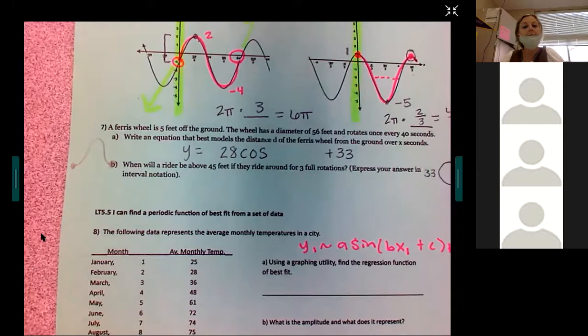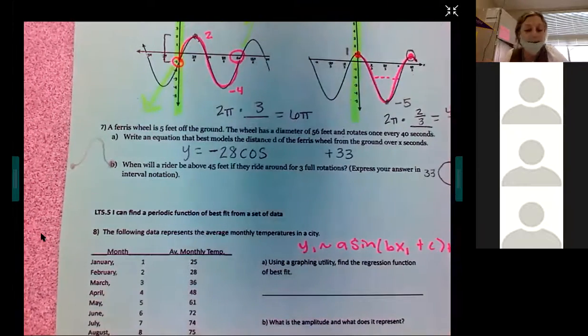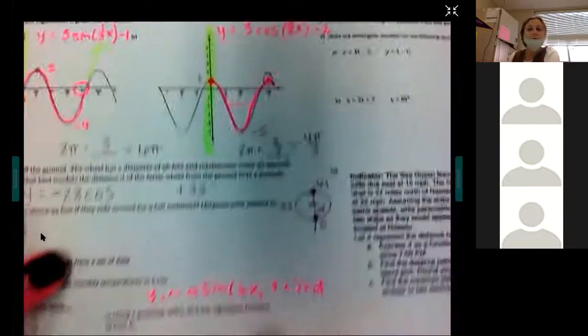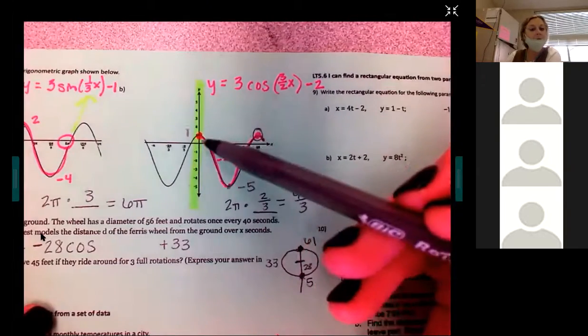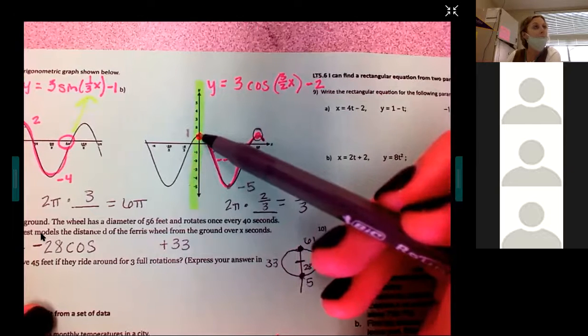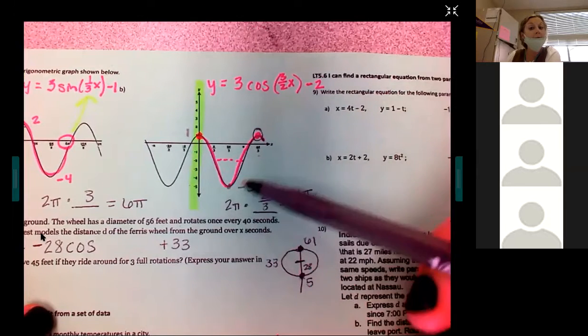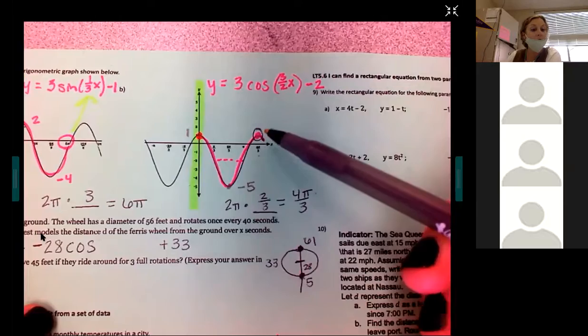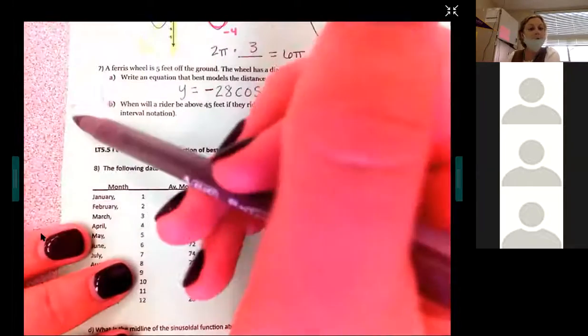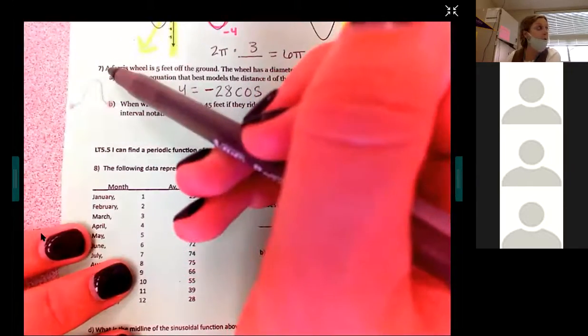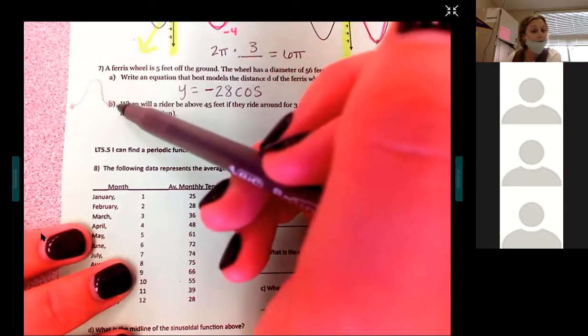All right, 28 cosine. We don't know the period yet. We'll come to that in a second, plus 33. The people in class are saying it should be negative 28. They are correct. This is why it's negative. Make sure you watch this part. This was a positive cosine function. Cosine always starts at 1, goes down, and comes back up. What is my Ferris wheel going to do? It's going to go up first and then come back down.